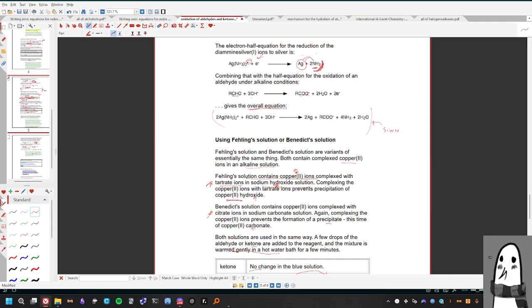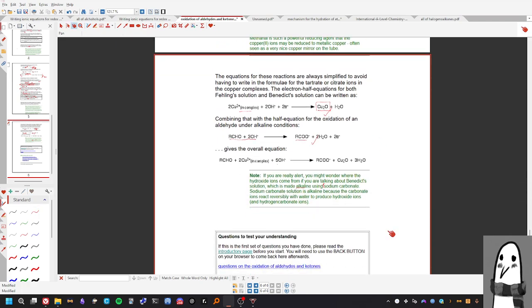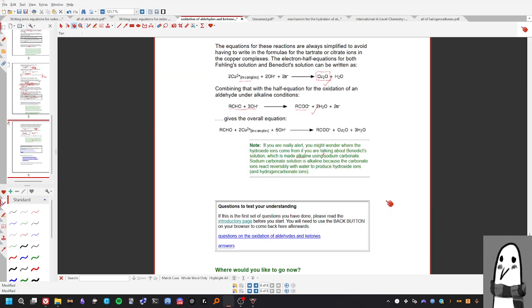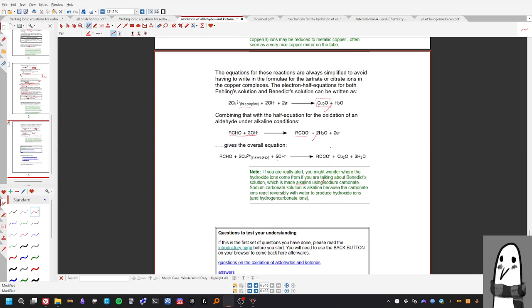Oh yeah, okay. It does contain water. There you go. So the water from the Benedict solution reacts with the sodium carbonate and the carbonate ions in it to form hydroxide ions and hydrogen carbonate ions, but the OH ions are then used in excess for the reaction.